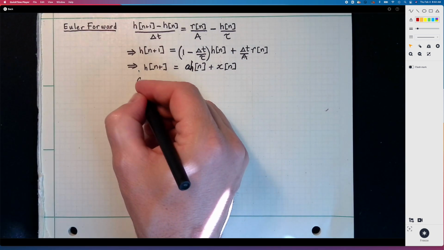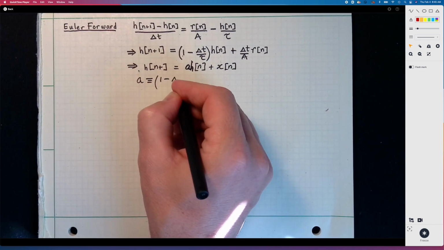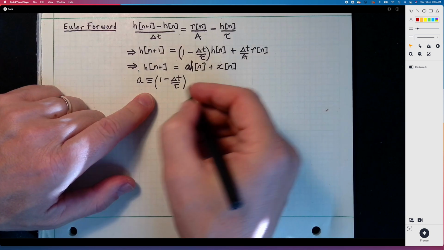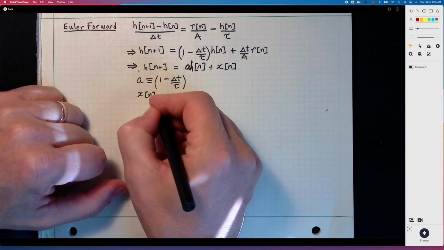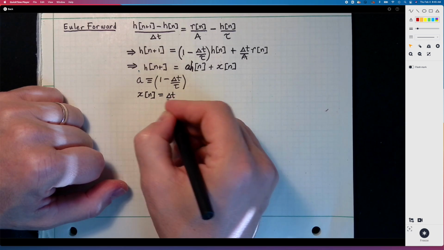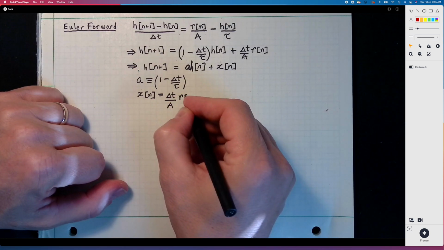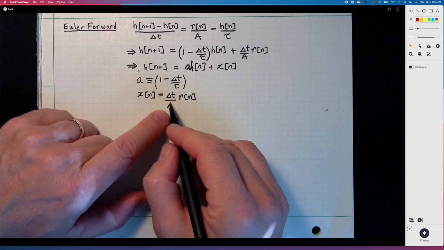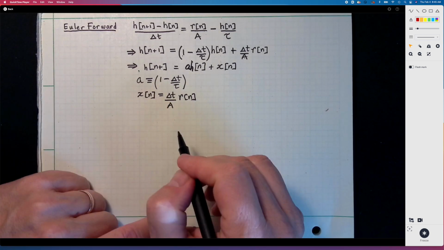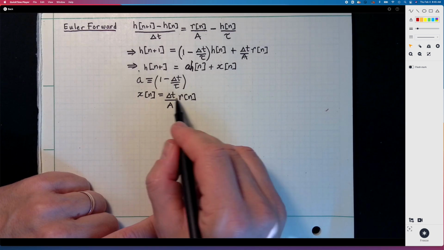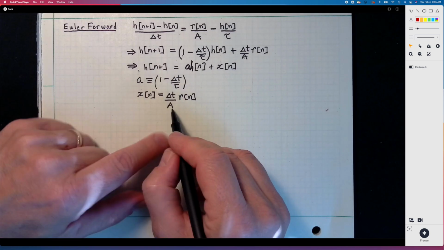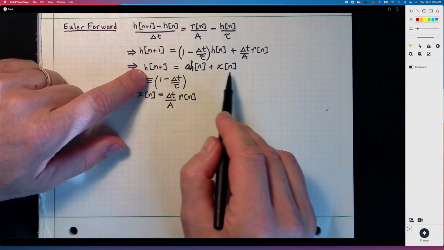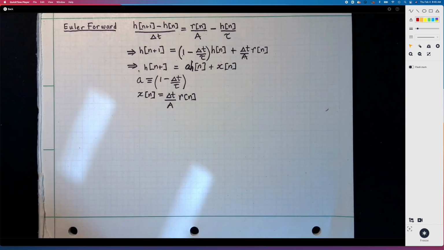So what's a? a is defined to be 1 minus delta t over tau. So that's just a scalar, a number. And x of n is equal to delta t over A times r of n. The dimensions of this is a height. It's a height increment that happens over the time interval delta t, right? R is a volume per unit time. If I multiply by delta t, it's now a volume. If I divide by the area, it's now a height. So this is a little height increment to h that comes from the source term at the discrete time n.